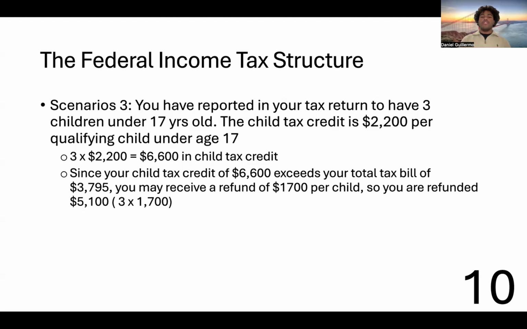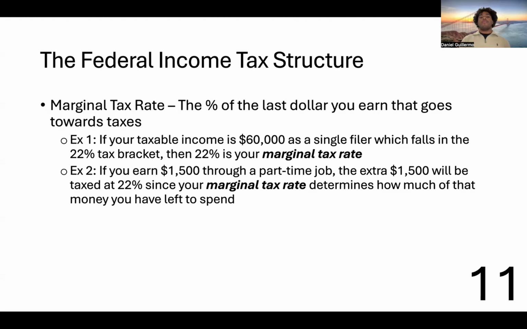Now, in a third scenario, let's say you report on your tax return that you have three children under 17 years old. Your tax credit per child is $2,200. This gives you a child tax credit of $6,600. Since this also exceeds your total tax bill of $3,795, you may receive a refund of up to $5,100, $1,700 per child.